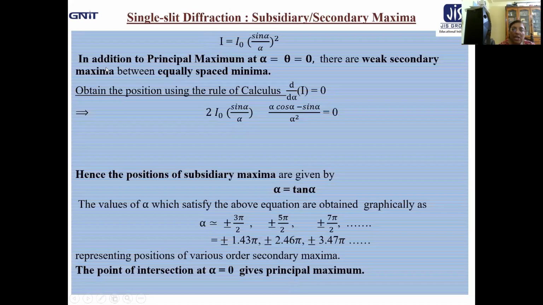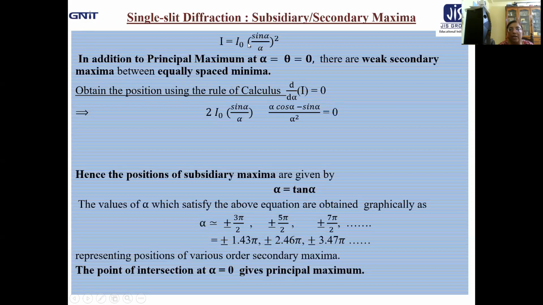Now, in addition to the principal maximum at alpha equal to theta equal to 0, we will have to search for weak subsidiary or secondary maxima between equally spaced minima, because you got a number of minima, plus minus 1, plus minus 2, plus minus 3, and so on, on both sides, in large numbers. Now, what about the maximum? Only one. That means you have to search for some subsidiary maxima in between the equally spaced minima. How to do that? Obtain the position using the rule of calculus. That is a simple one.